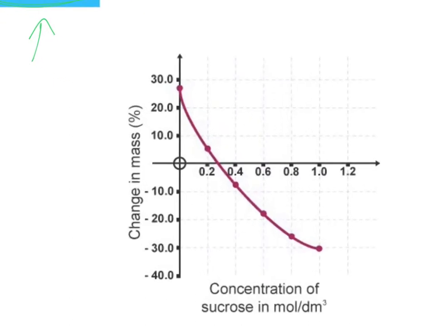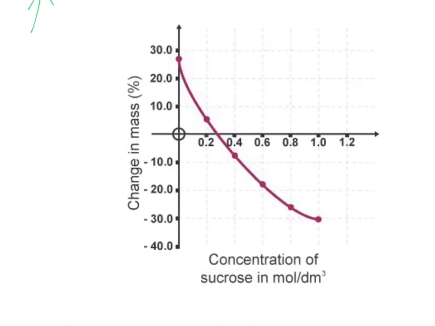Here's a nice graph that we can have a look at. So in this graph what we've done is we've put some potato cells, for example, into different solutions of sucrose, different sugar solutions, and we've measured the change in mass. Because each piece of potato had a different mass to start with, we've looked at percentage rather than the grams that they've added or taken away.